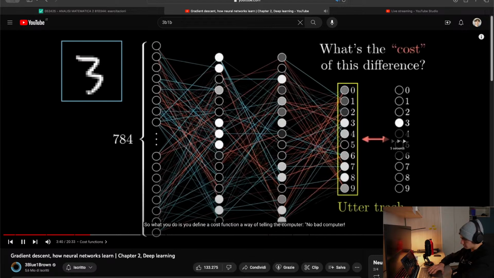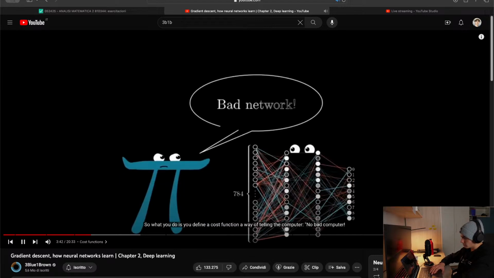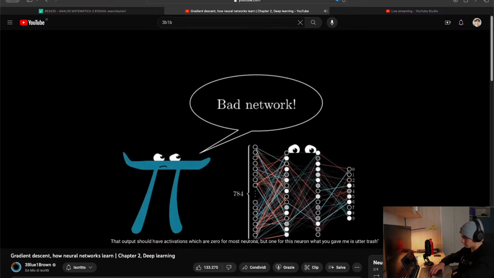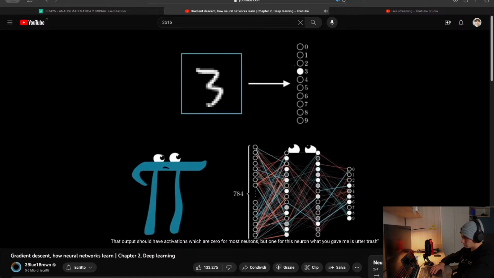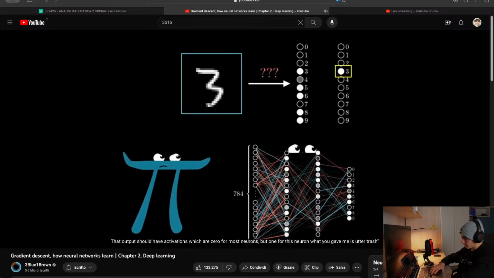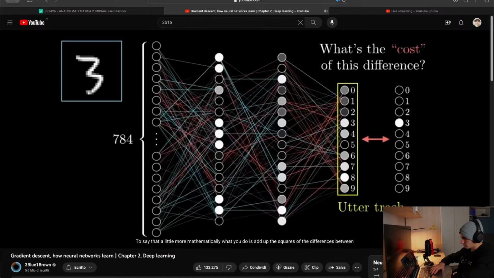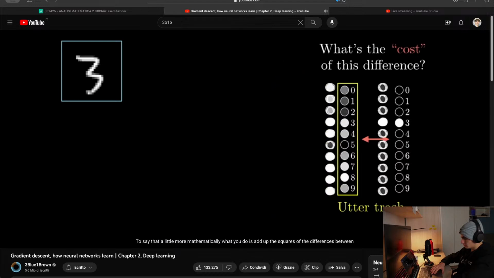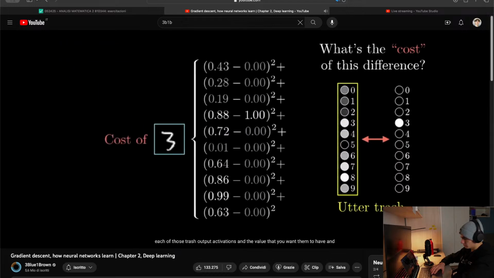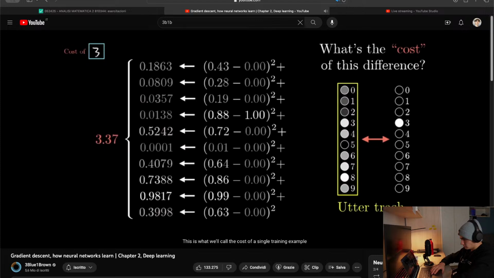A way of telling the computer, no, bad computer, that output should have activations which are 0 for most neurons, but 1 for this neuron. What you gave me is utter trash. To say that a little more mathematically, what you do is add up the squares of the differences between each of those trash output activations and the value that you want them to have. And this is what we'll call the cost of a single training example.